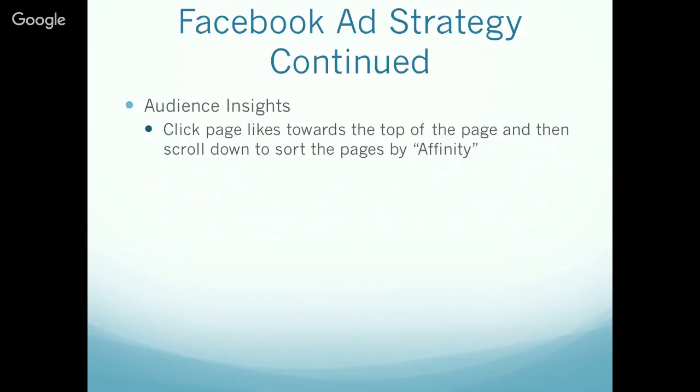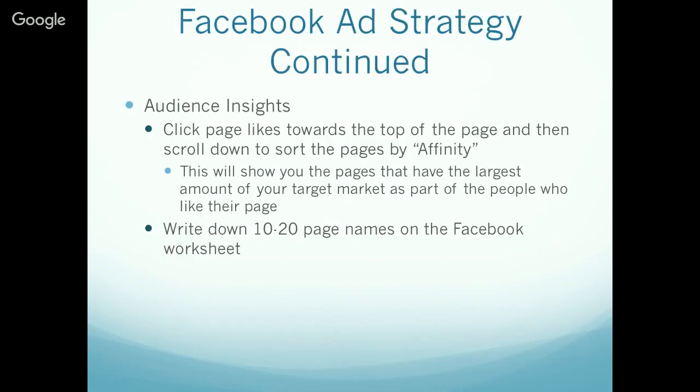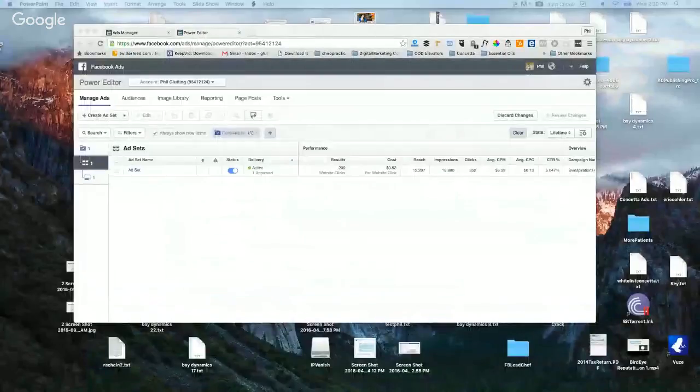Click page likes towards the top of the page and then scroll down to sort the pages by affinity. This will show you the pages that have the largest amount of your target market as part of the people who like their page. Write down 10 to 20 page names on the Facebook worksheet, and you're going to use them to build your first ad campaign. And now I will show you this.